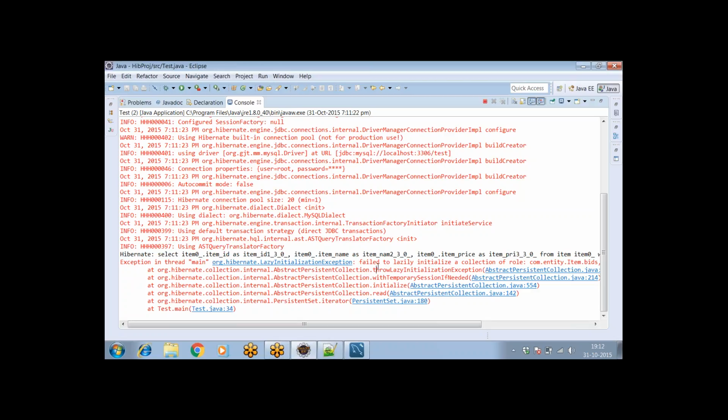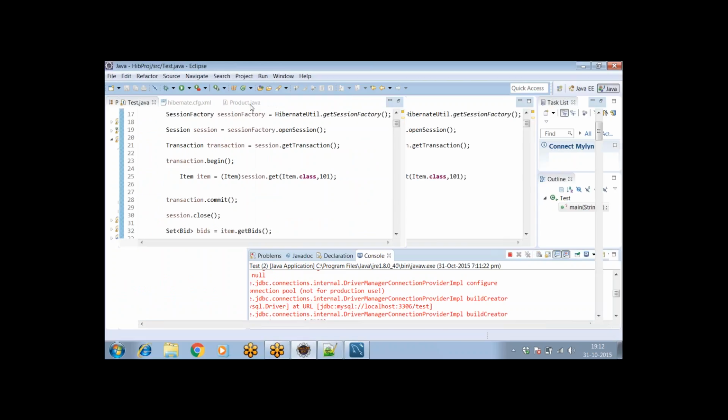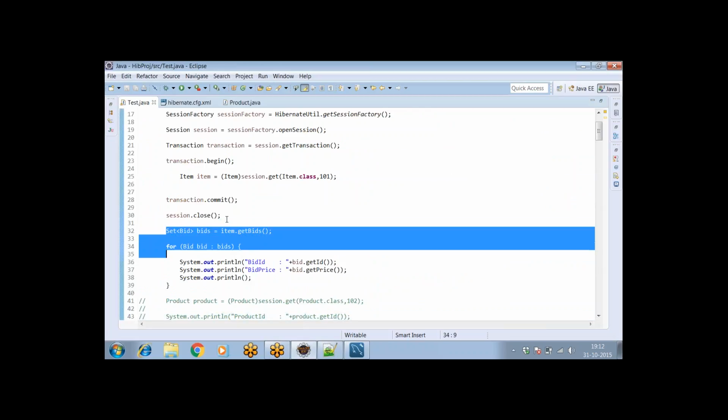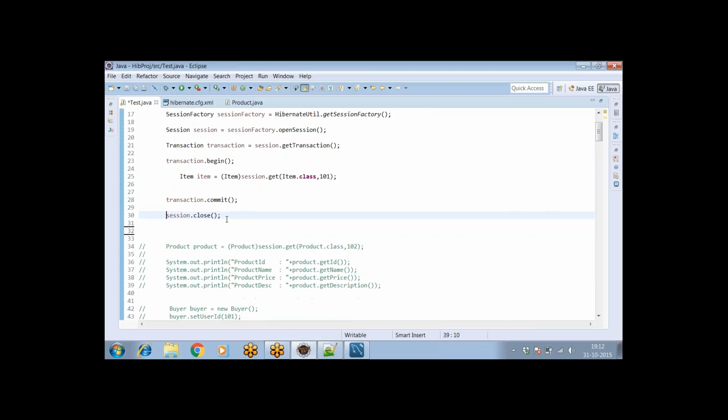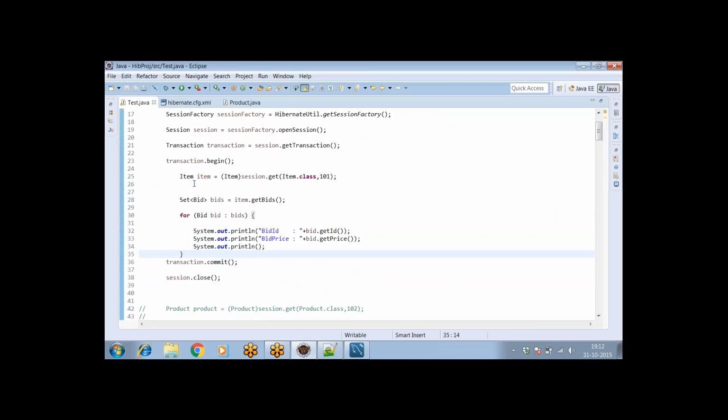So it says failed to lazily initialize collection of role. Could not initialize proxy. You see, but within the session context, before the session is closed, if you are trying to fetch the bits, okay, now this will be possible.